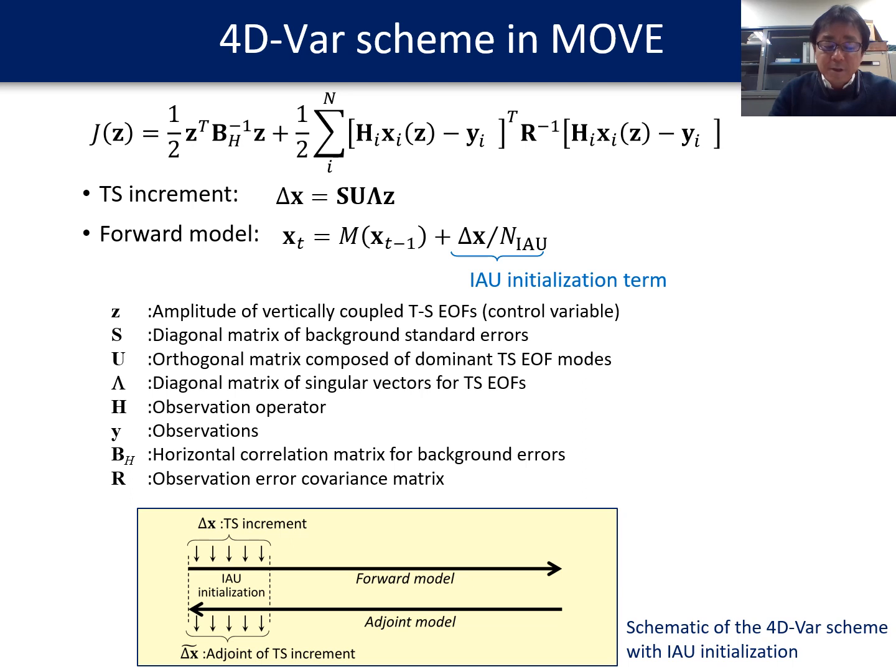Although the velocity field is not directly optimized in this system, it is corrected according to the geostrophic adjustment during the IAU period. Because the typical timescale of the geostrophic adjustment in the mid-latitude is about 1 day, the IAU initialization period is set to 3 days in our system.